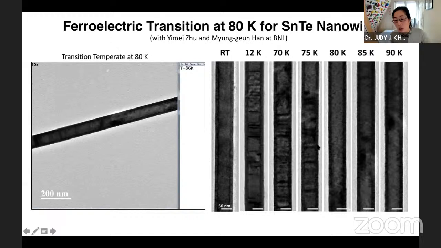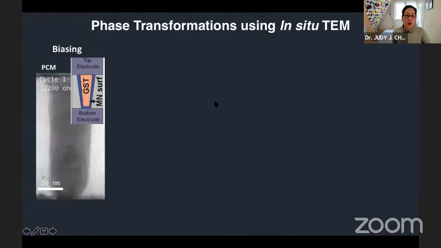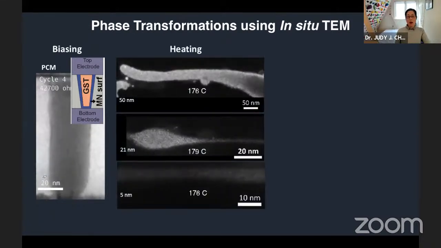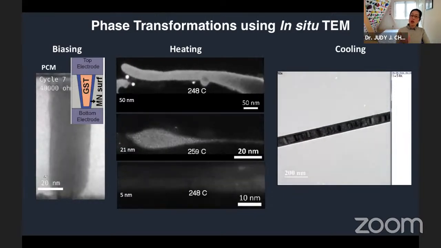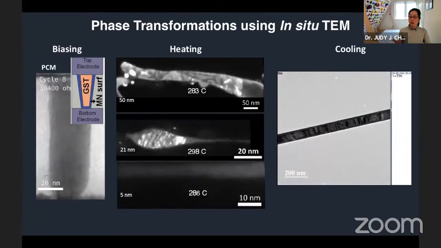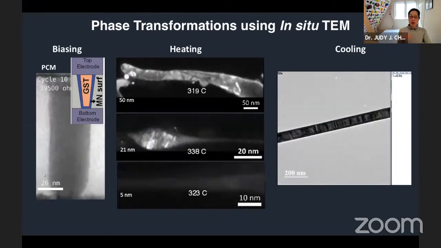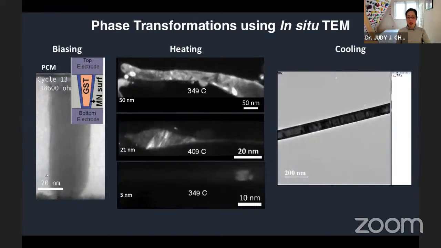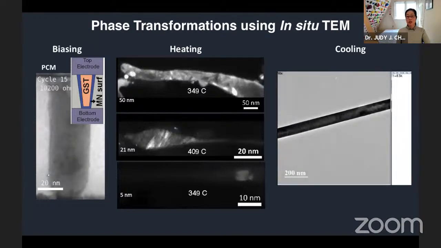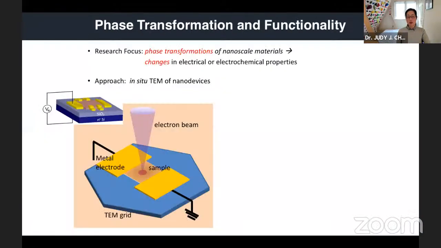Currently, what we want to do is to look at the domain structures at atomic resolution. So I showed an example of electrical biasing for in situ TEM, heating, and also cryogenic cooling to study phase transformations of various nanoscale systems, and the nanoscale effects that you would uncover, which can help us understand the crystallization better and also understand how the electronic properties depend on these phase transformations.